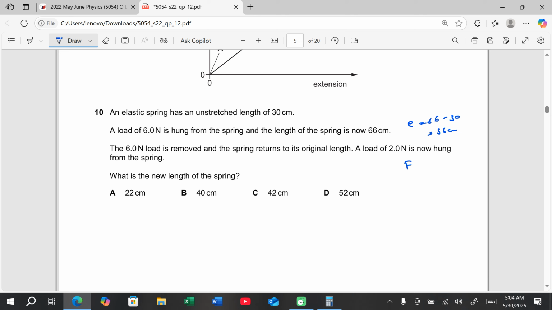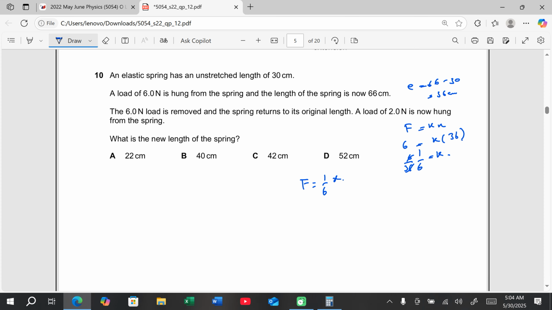First of all, you are going to apply F equals kx to find the spring constant. Load was 6 when the extension was 36, so 6 over 36 is equal to 1 over 6. This is our spring constant. So F is equal to 1 over 6 x. Now we need to know the new length of the spring, and the load is 2. So this is 2, this is 6, so this is going to be 12. Extension is 12. Already it is 30, so 30 plus 12 is going to be 42 centimeters.